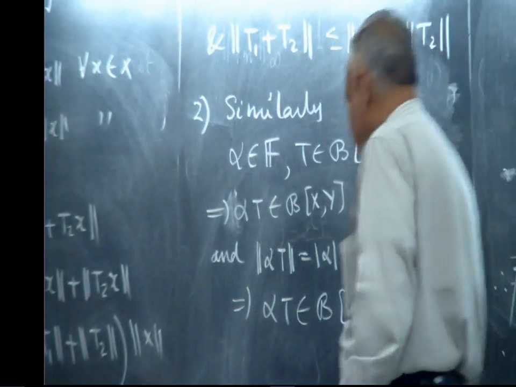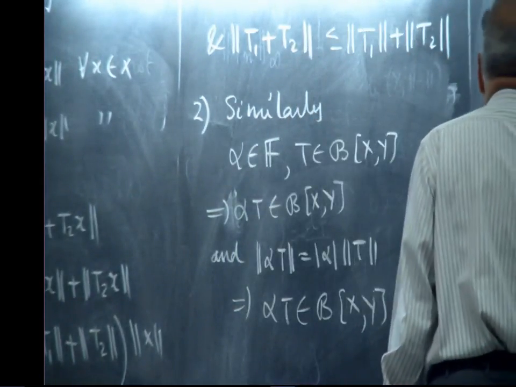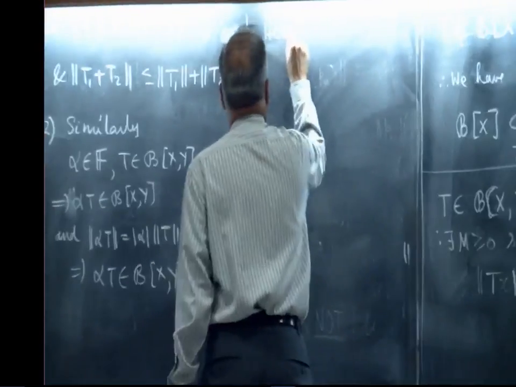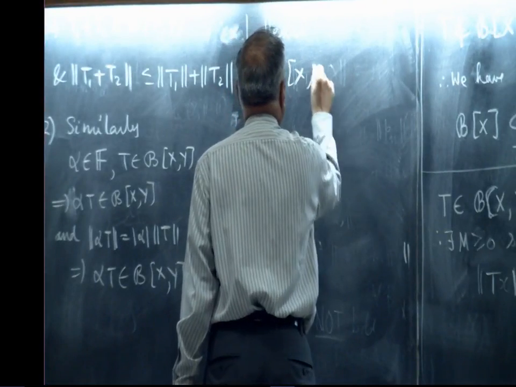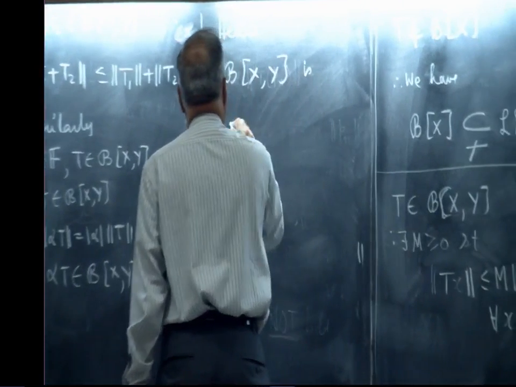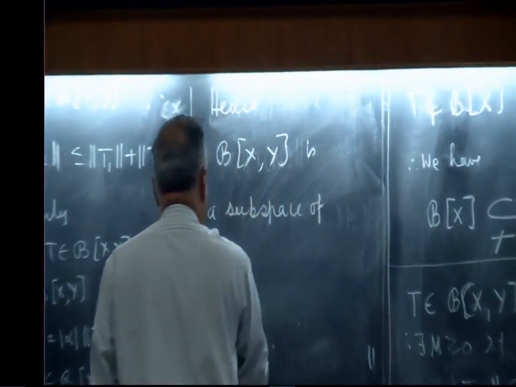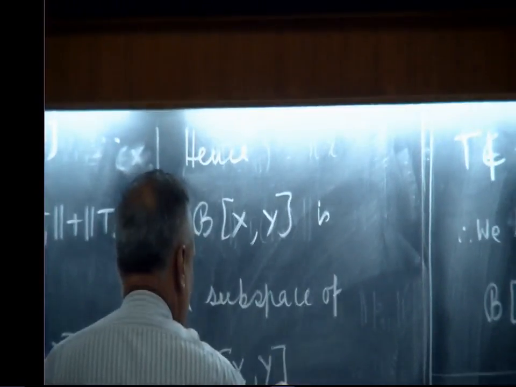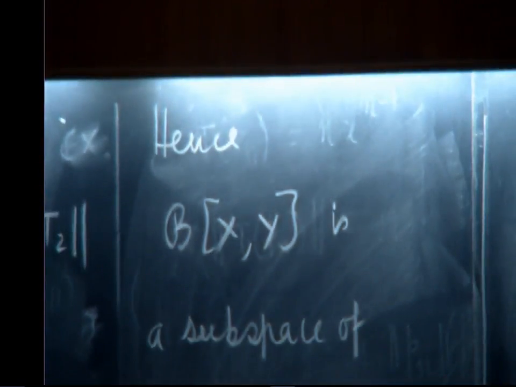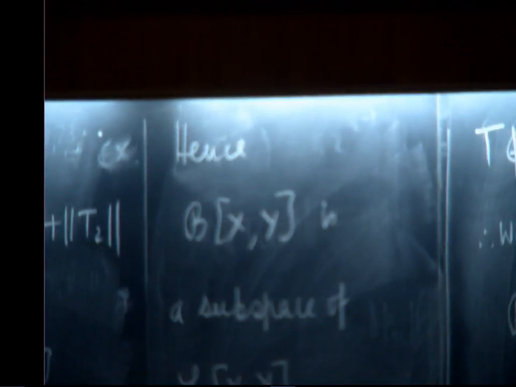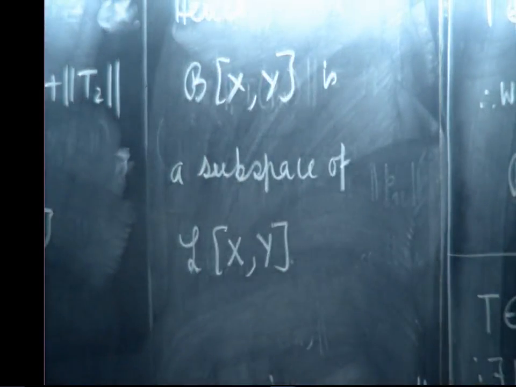Okay. So, therefore, hence Bxy is a subspace of Lxy. And because it is a subspace, it is a vector space. Every subspace is automatically a vector space, and now I have a norm on that vector space.